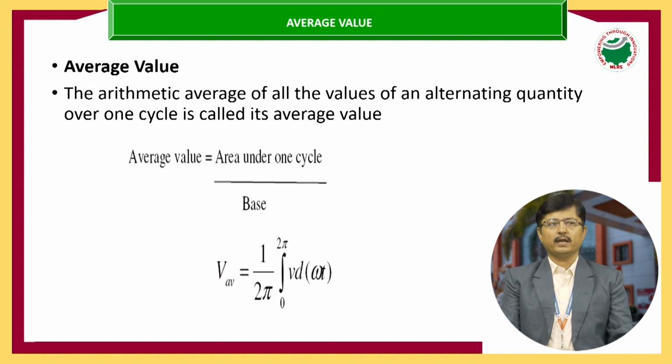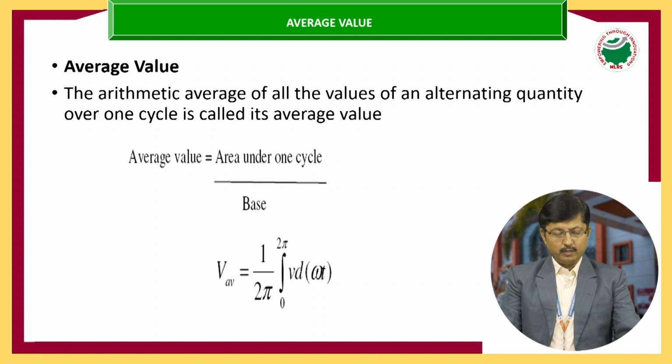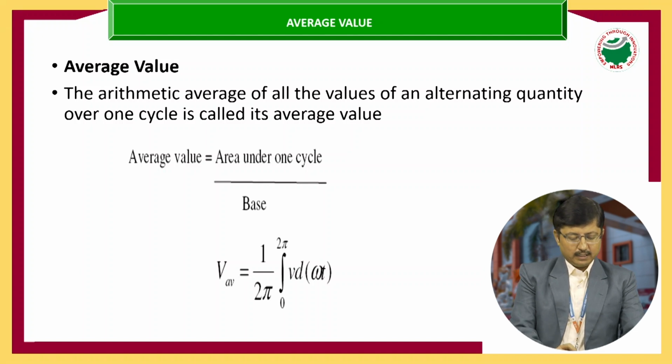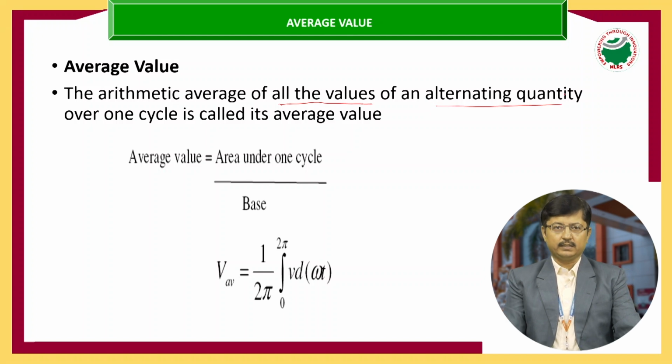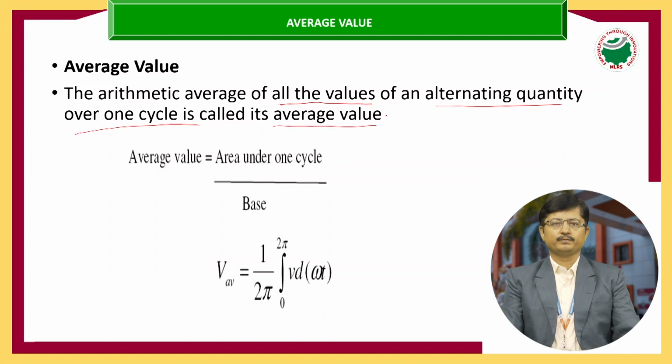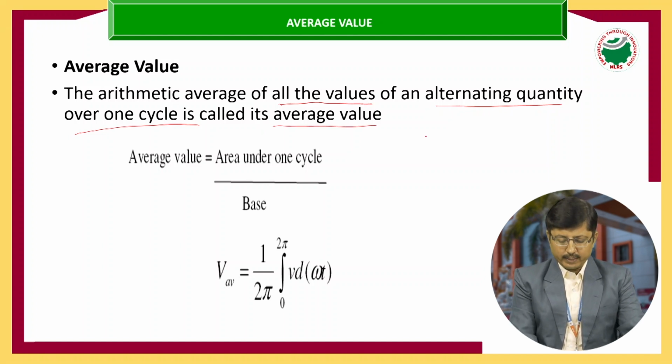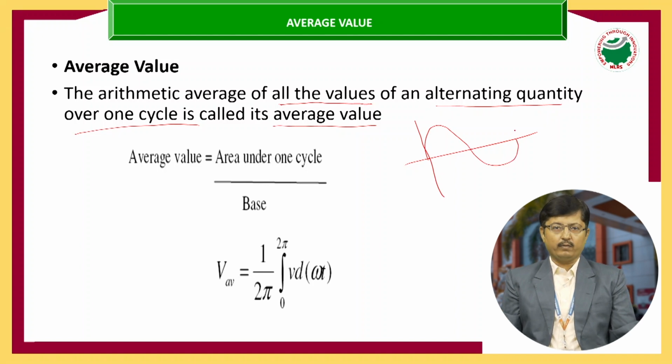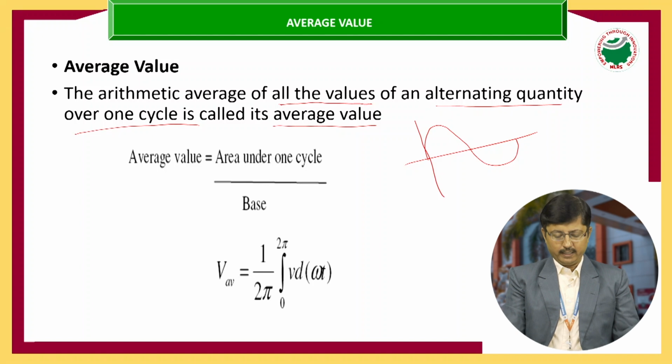How to find the average value of an alternating quantity, what is the definition and what is the general expression? Let us see now. The first definition: the arithmetic average of all the values of an alternating quantity over one cycle is called its average value. That means, let us take a sinusoidal alternating quantity. The quantity may be voltage or current.